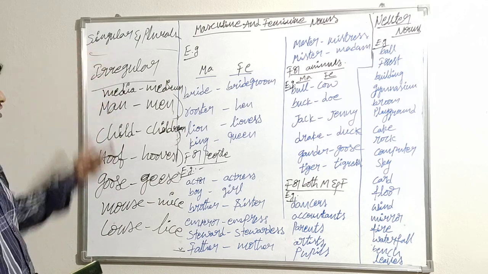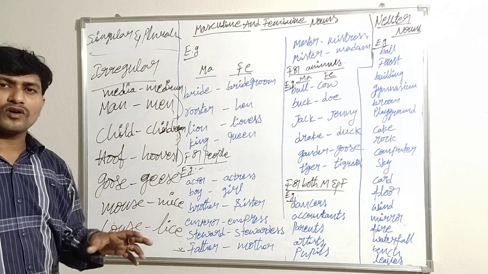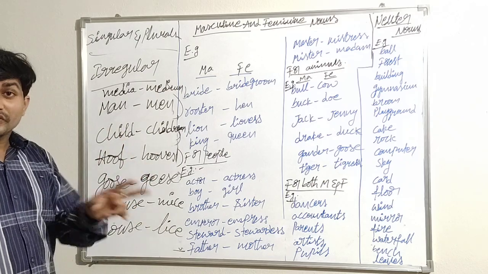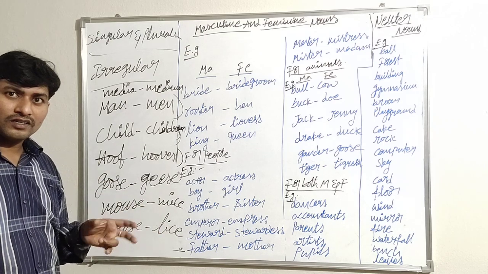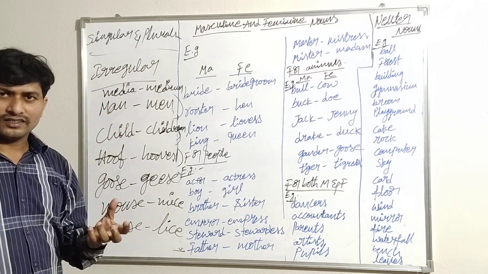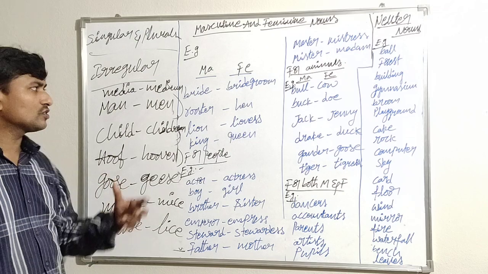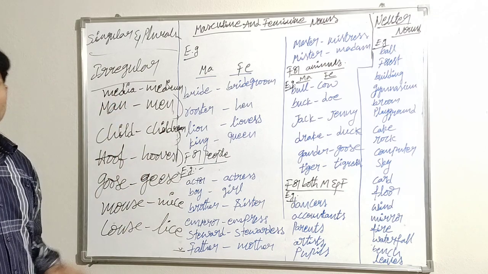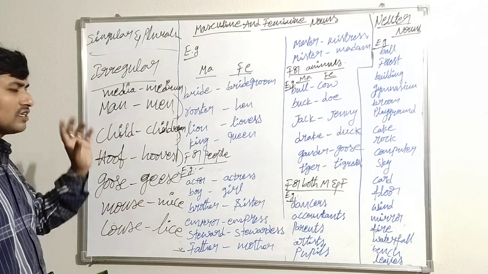So we discussed what the singular nouns are, what the plural nouns are, and also how the plural nouns are formed. Plural nouns are formed generally by adding S or ES to the singular nouns. But there are two kinds of plural nouns, regular and irregular. Regular plural nouns are formed by adding S or ES to the singular noun. But what about irregular? Irregular plural nouns cannot be formed by adding S or ES to the singular noun.